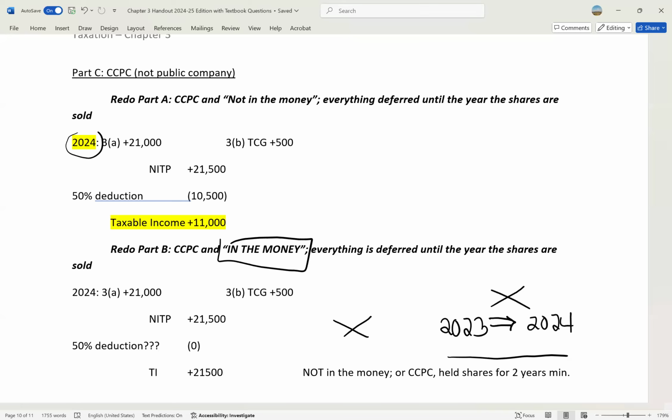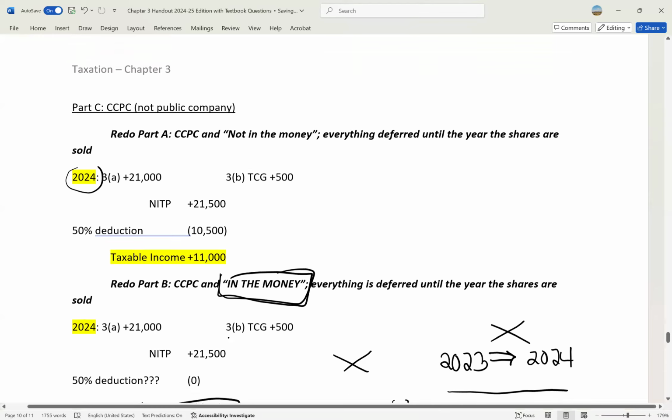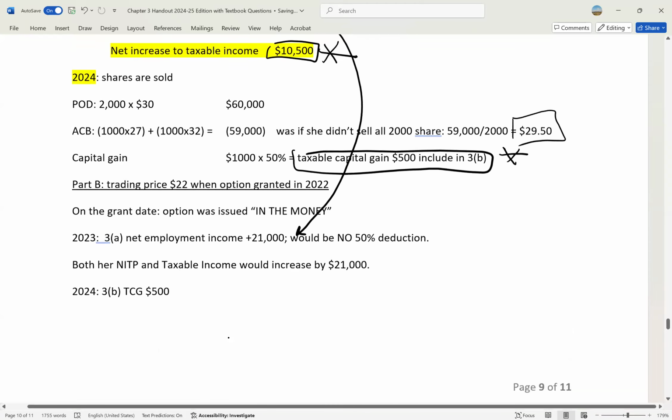So that's the difference with a CCPC. Everything is deferred until the year the shares are sold. And the only other difference is that if you don't qualify for the 50% deduction because the option was granted in the money, there is another way to qualify for it if it is a CCPC that issued the stock option to you, but you would have to have held the shares for at least 2 years. In this case, they did not. But the overall increase to taxable income, 21.5, would be the same as Part B, but it's just a timing difference. So we go back to Part B.